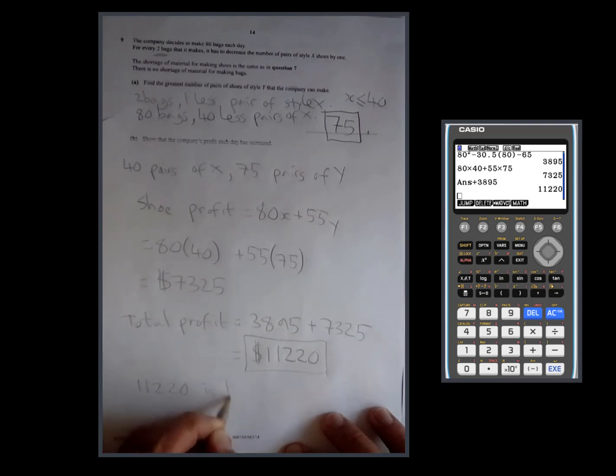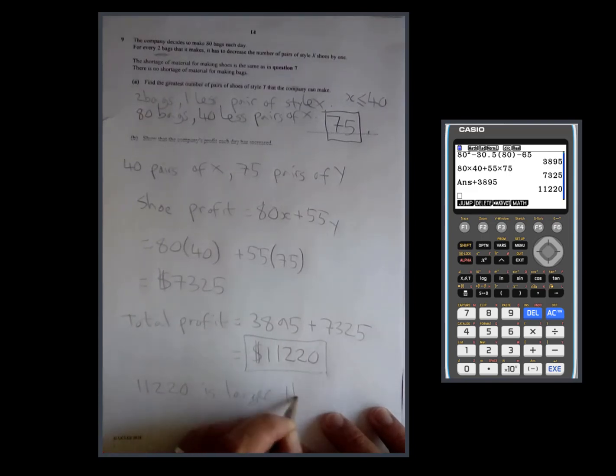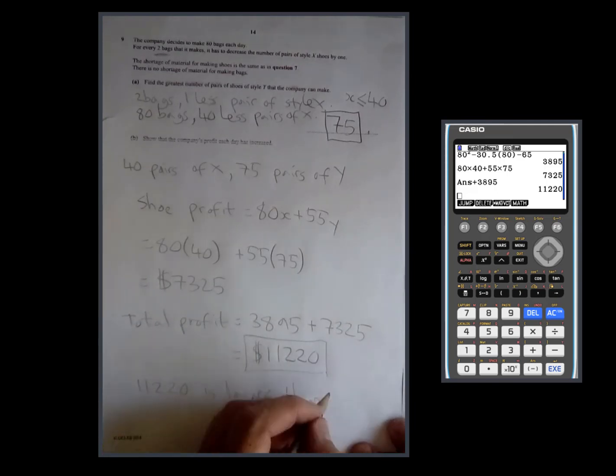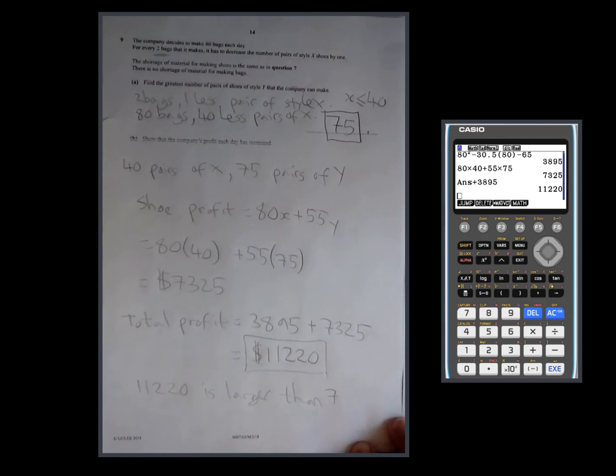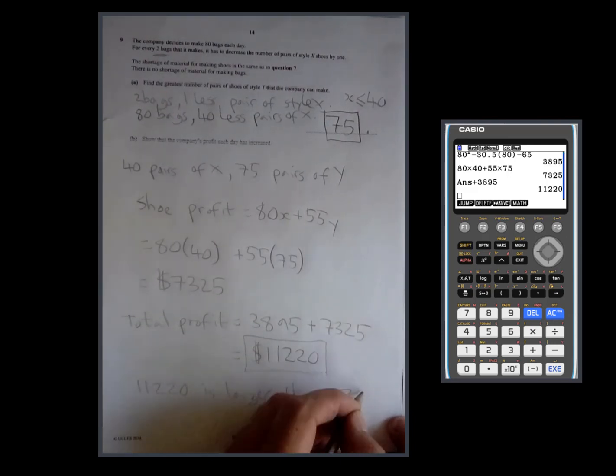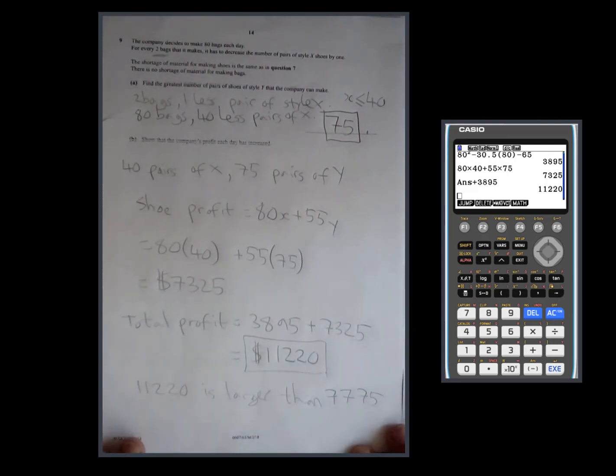11,220 is larger than 7,775. We've not been asked how much more of a profit or percentage or anything like that. We've just been asked to show that it's larger. And I think that's probably enough. So that is the end of the first modelling section.